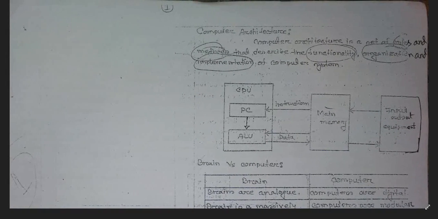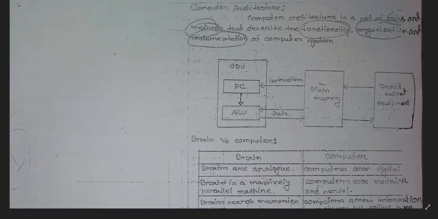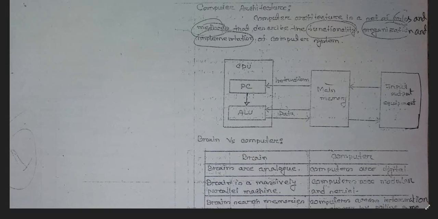First of all, what is computer architecture? Computer architecture is a set of rules, regulations and methods that describes the function, organization and implementation of computer systems. This diagram describes computer architecture.